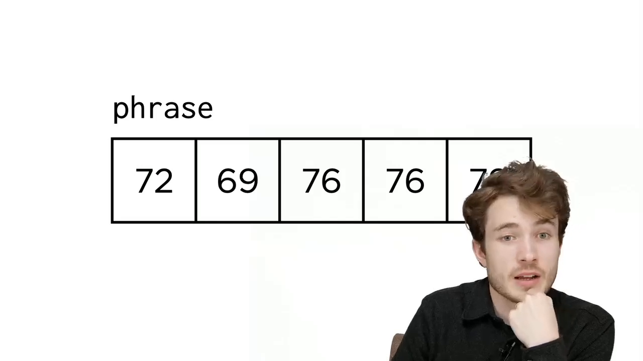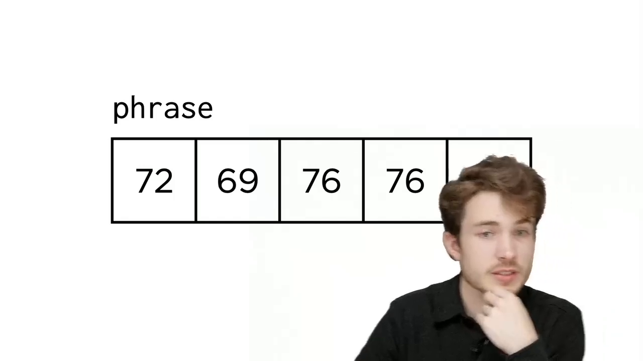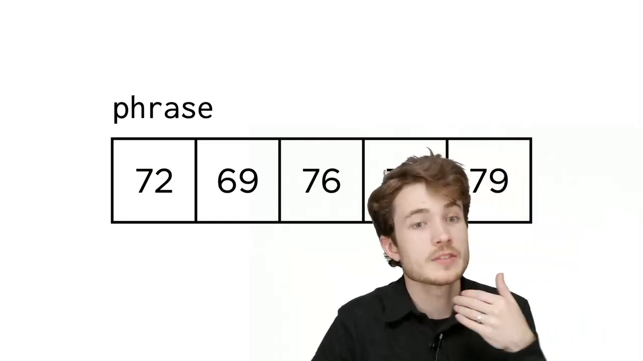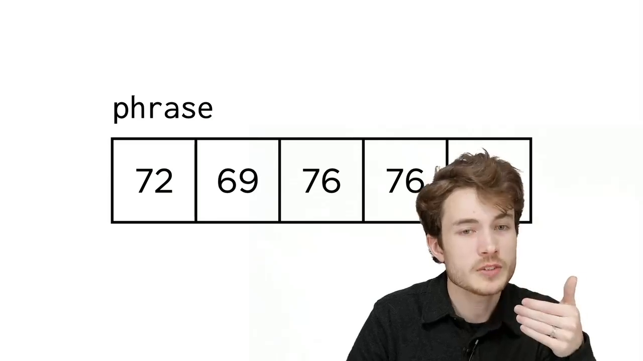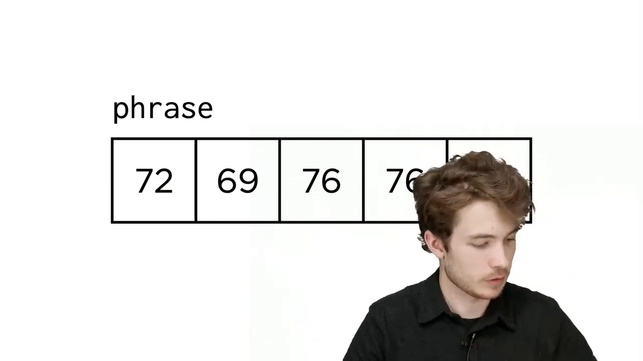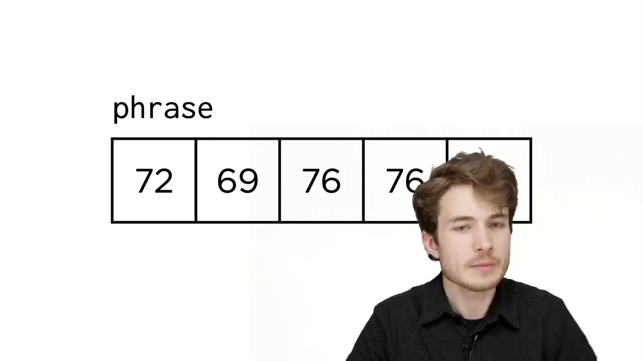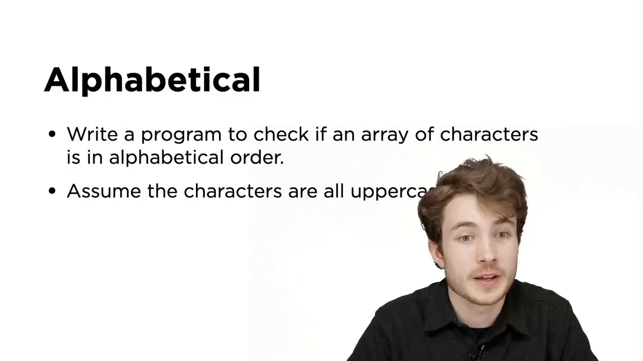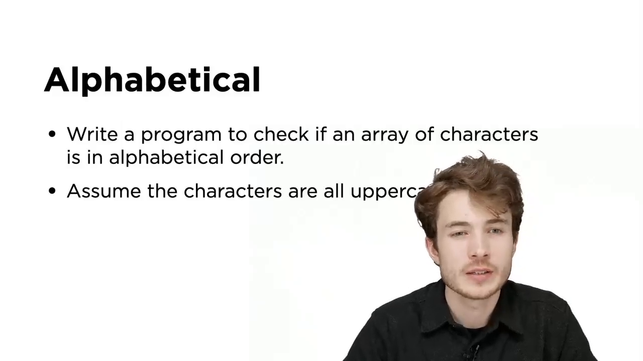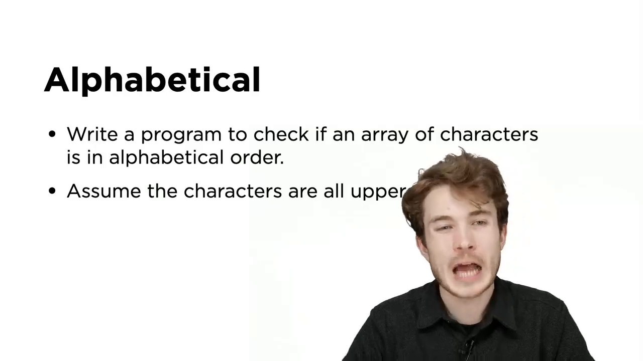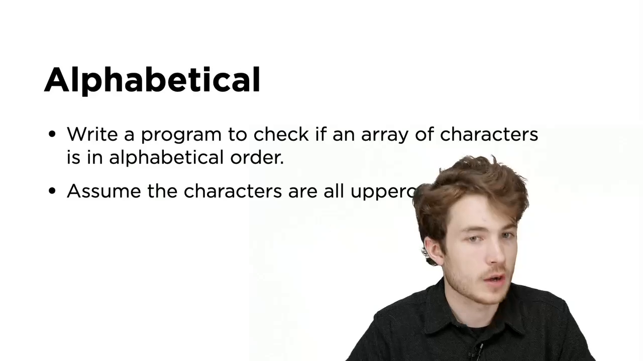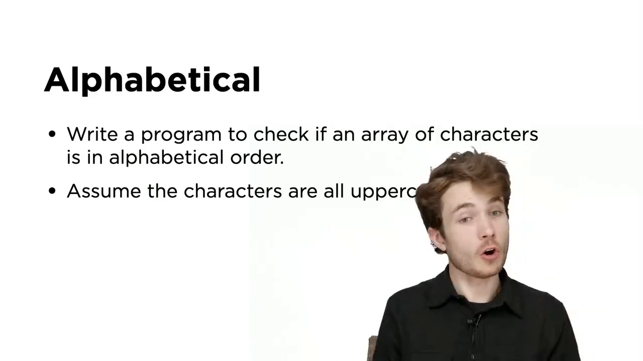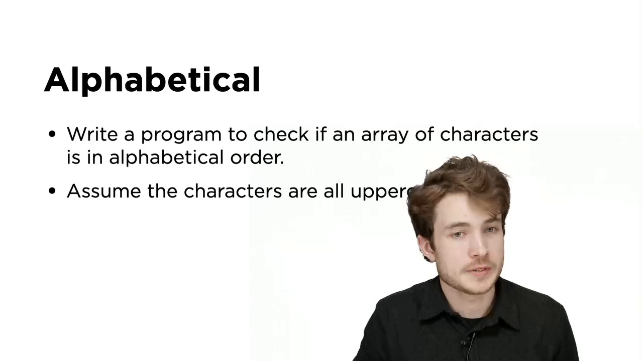72, 69, 76, 76, and 79. These are the ASCII codes that correspond to those letters we saw a little earlier. So with that in mind, let's think about writing a new program, one that actually tells us if a string has characters that are in alphabetical order or not. Now we can assume here that all the characters are uppercase.